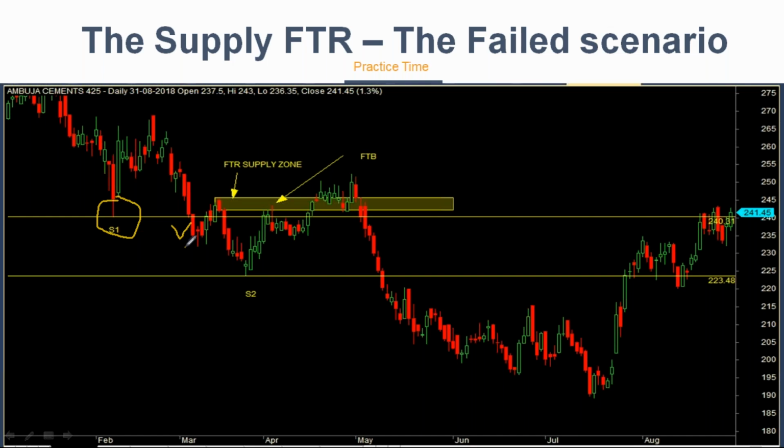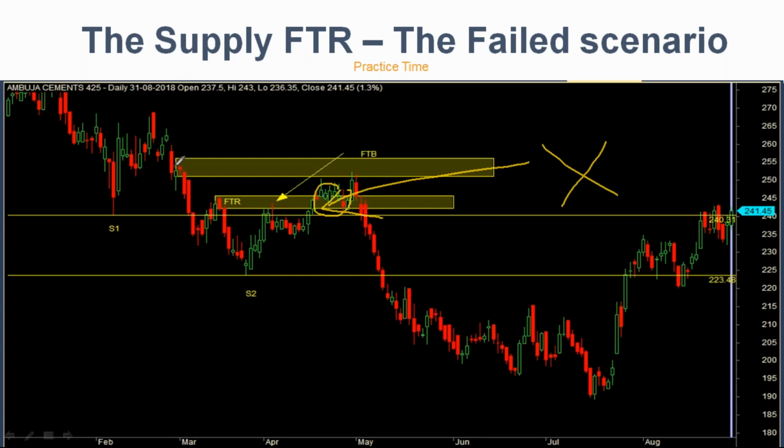Why did it fail, friends? Can you guys tell me why this FTR failed here? It failed because there was a level over level. It went to that level over level and reacted from there. Always do not ignore level over level. If there is level over level, be cautious. If there is level over level, take a calculated risky trade. Better wait for the level over level.